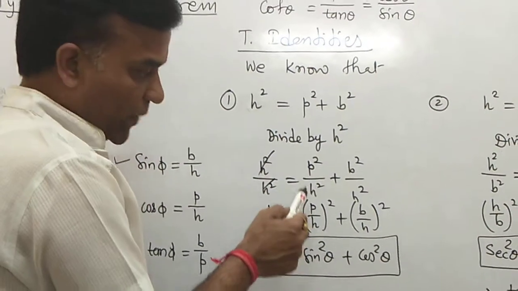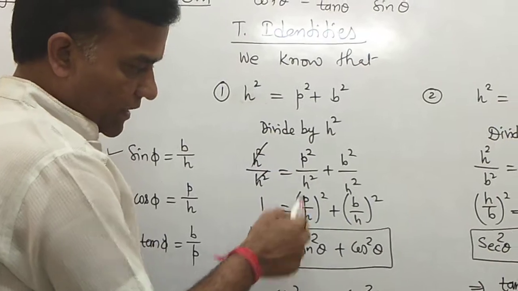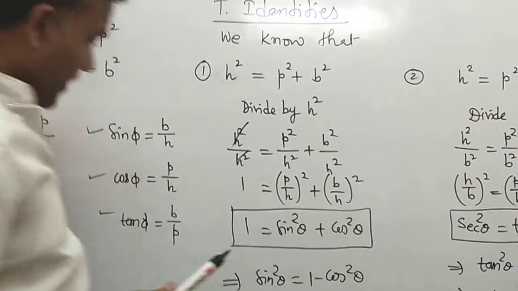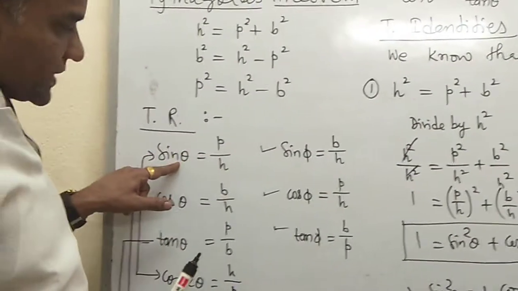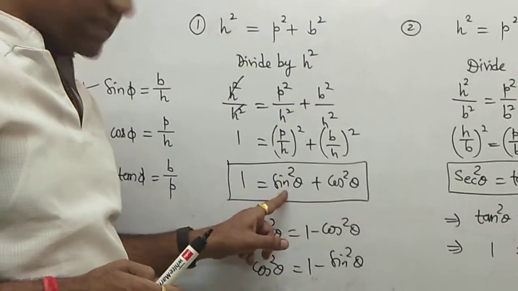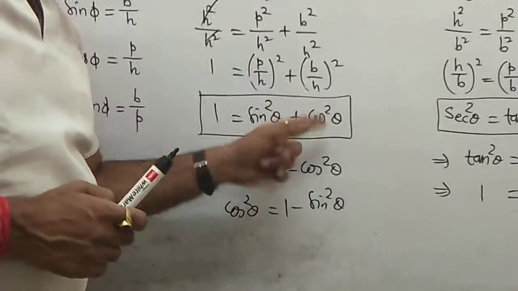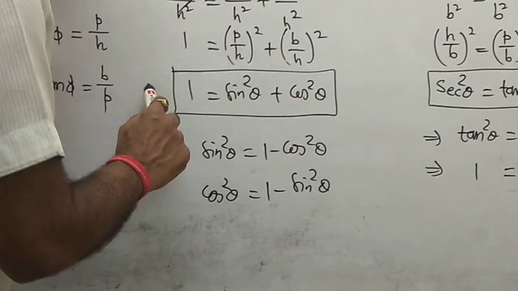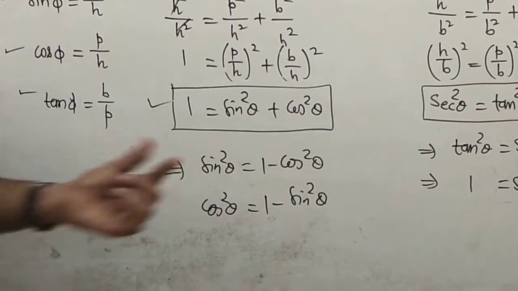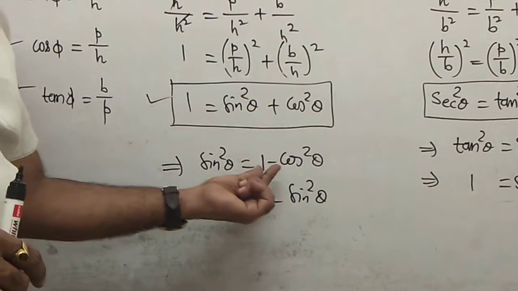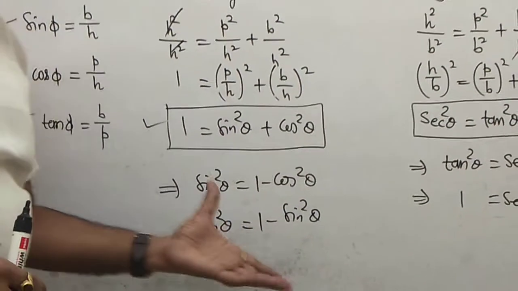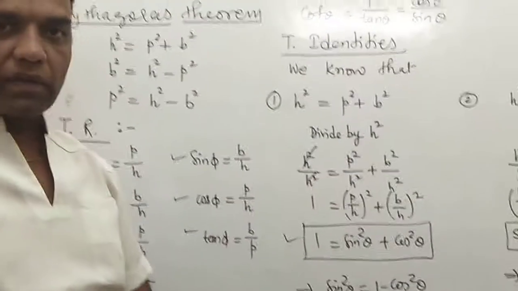This is the law of exponents: when the powers are the same, the bases are divided, so (P by H) whole square and (P by H) whole square, and we know that P by H is sin theta and B by H is cos theta. So write down here sin square theta in place of (P by H) squared and cos square theta in place of (B by H) squared. So the first identity we have formed is 1 equal to sin square theta plus cos square theta, and then sin square theta equal to 1 minus cos square theta, and cos square theta equal to 1 minus sin square theta. So the first identity is completed.